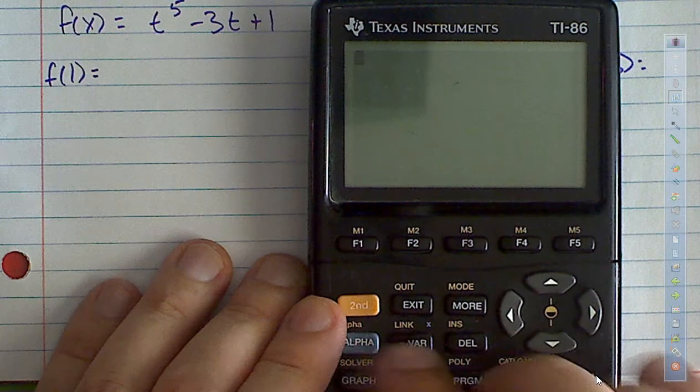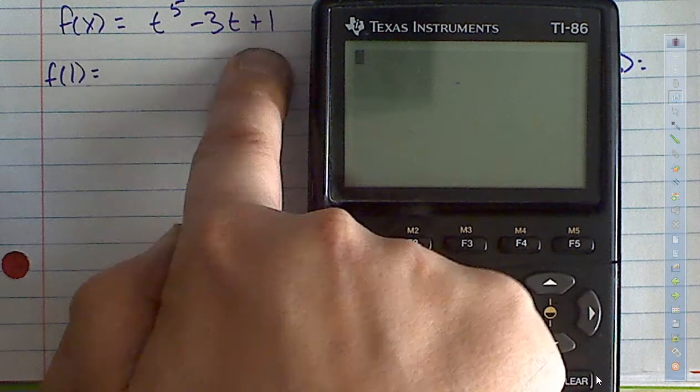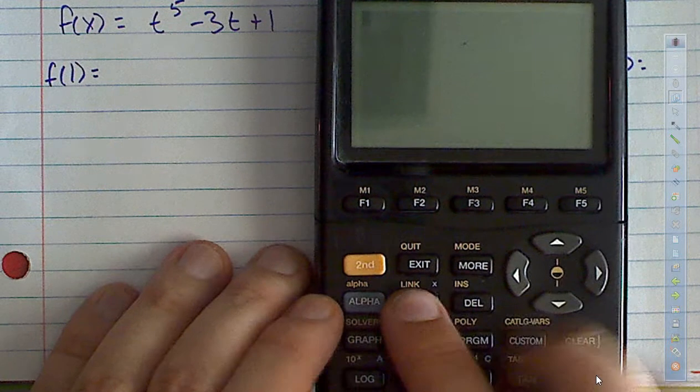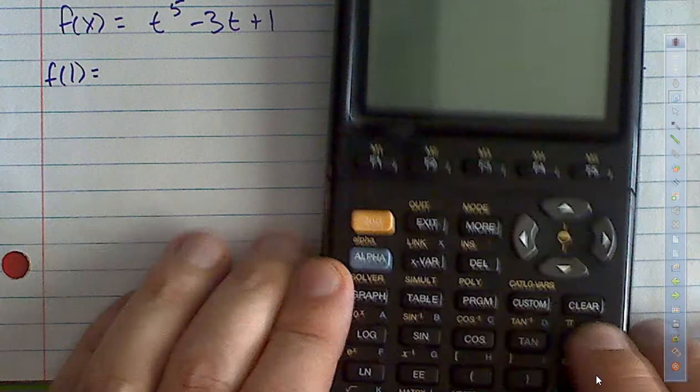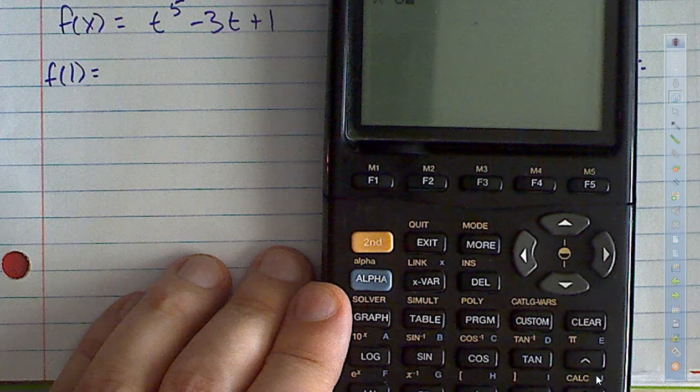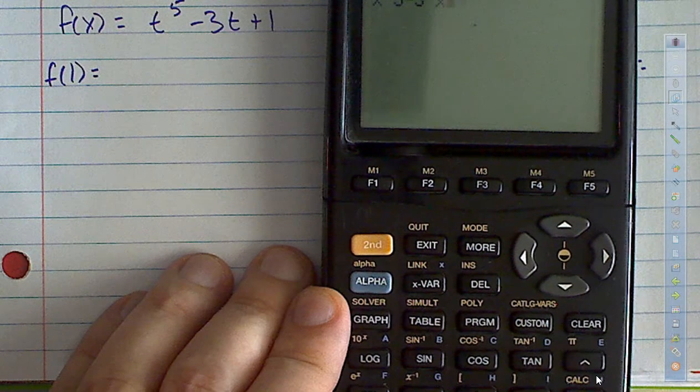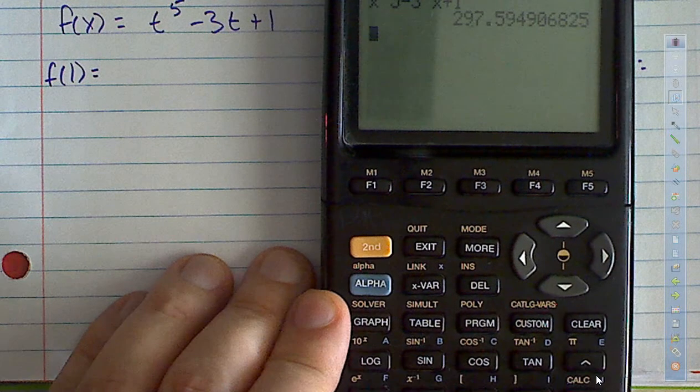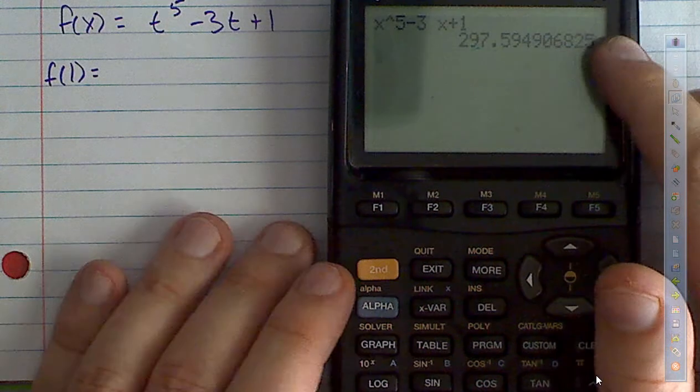So I'm going to type in x to the 5th minus 3x plus 1. I'm going to use the x variable here. So I'm going to do x to the 5th minus 3x plus 1. And then I'll hit enter. And it'll give me back a value because I already have a value stored in for x. But don't worry about that right now.